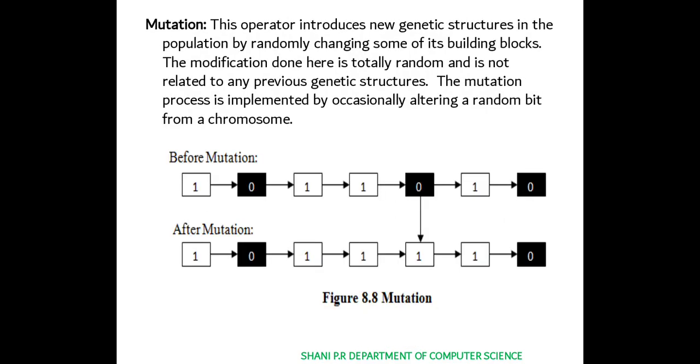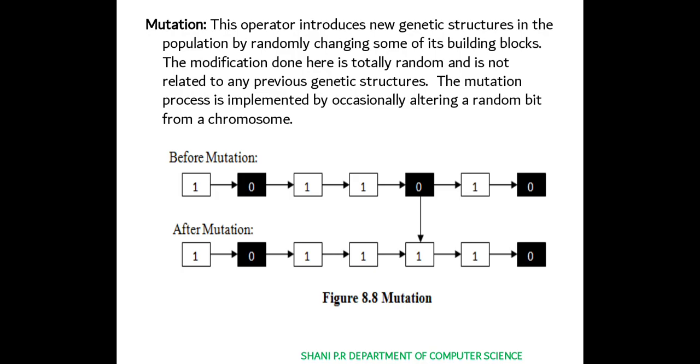Next, we have mutation. This operator introduces a new genetic structure in the population by randomly changing some of its building blocks. The modification done here is totally random and is not related to any previous genetic structure. The mutation process is implemented by occasionally altering a random bit from a chromosome. So here we are just making the values change. How can we randomly change the values?